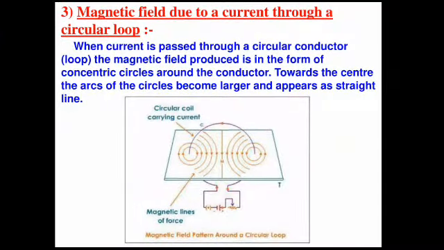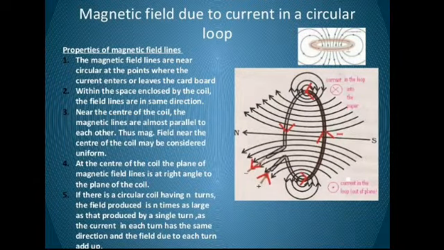Now coming to the second topic, that is magnetic field due to a current through a circular loop. So here we have a circular loop. When current is passed through a circular conductor, the magnetic field produced is in the form of concentric circles around the conductor. But it is found that towards the center, the arcs of the circle become larger and appear as straight lines. So here we see that by applying the right hand thumb rule, it is clear that in the two arms of the loop, when the current gets reversed, the magnetic lines of field also reverse their direction.